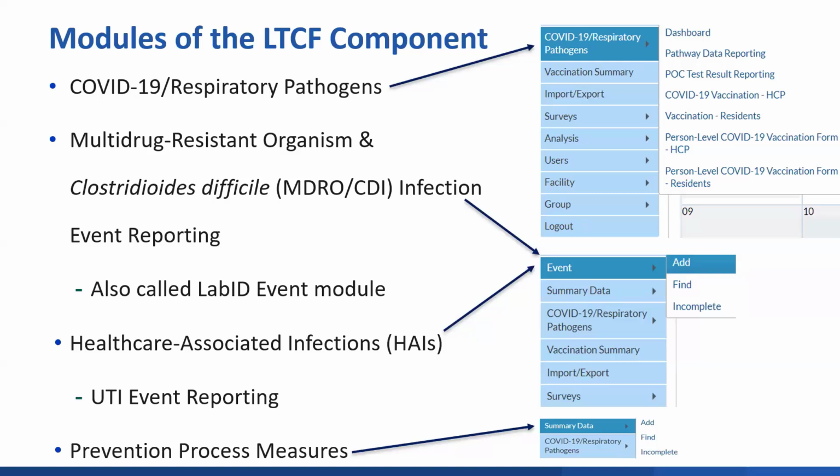The long-term care facility component has 4 modules. The COVID-19 respiratory pathogens module uses the pathway data reporting tab, also called the resident impact and facility capacity pathway, for weekly reporting of newly positive COVID-19 test results and COVID-19 deaths among residents.